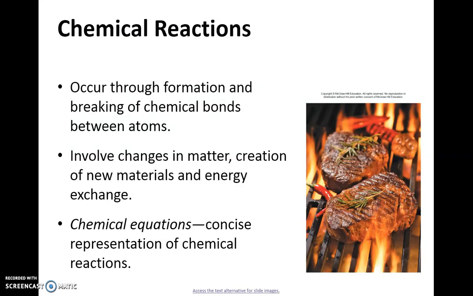Alright, now we're looking at chemical reactions themselves. Chemical reactions occur through the formation and breaking of chemical bonds between atoms. So anytime we have a molecule and we break those bonds or form new ones, that is a chemical reaction. It changes the chemical properties of the material. When we have a chemical reaction, we know it because the matter has changed. We create new materials, and there's an energy exchange.